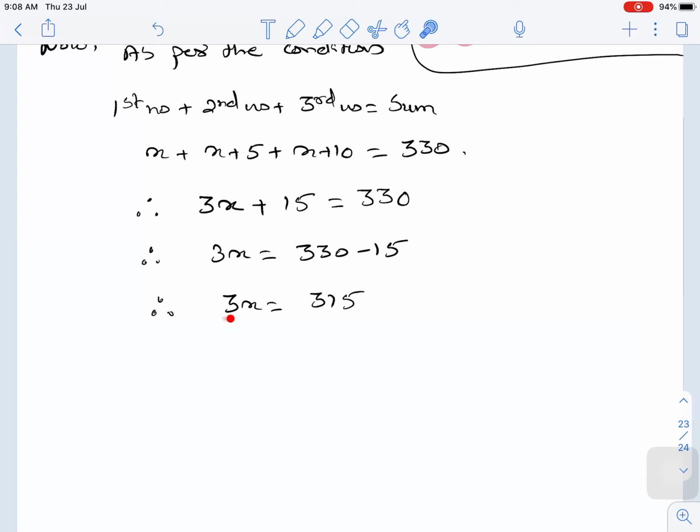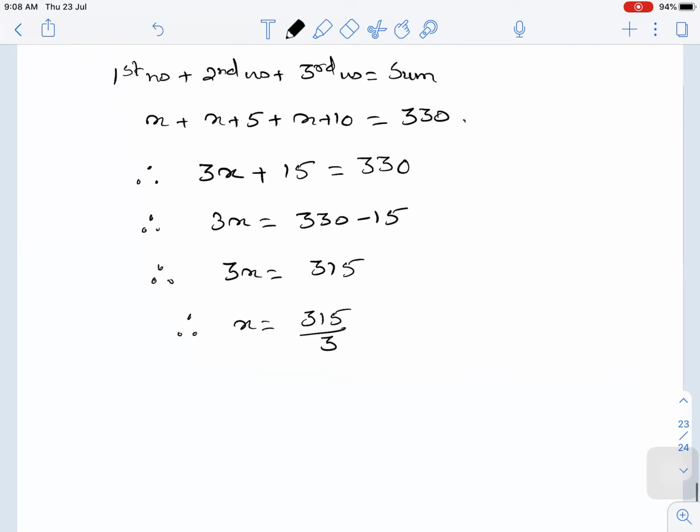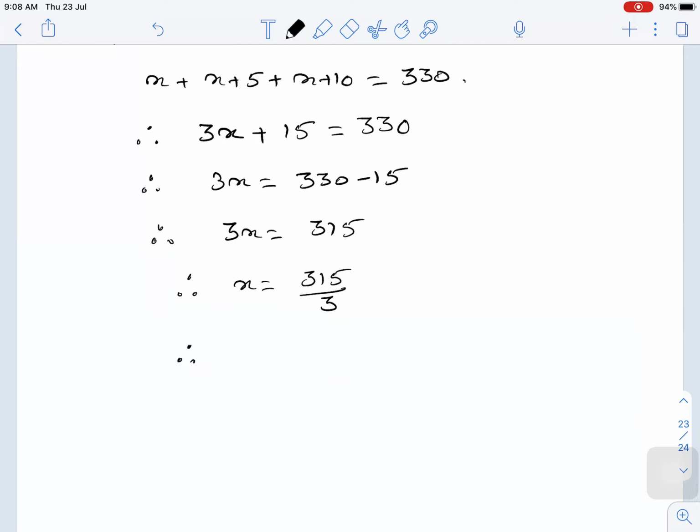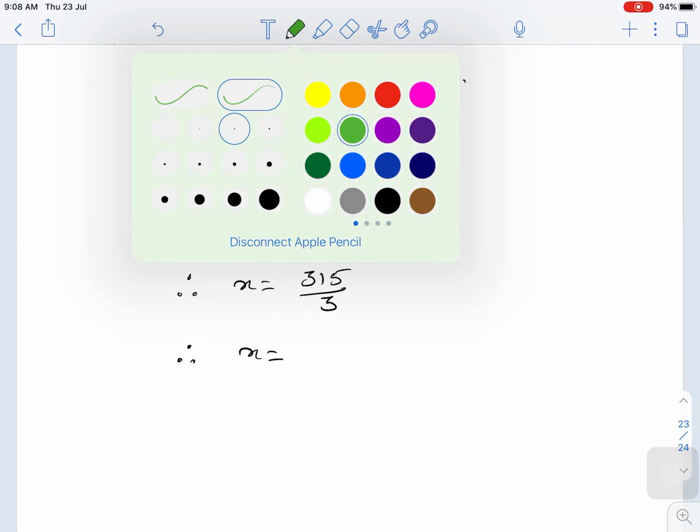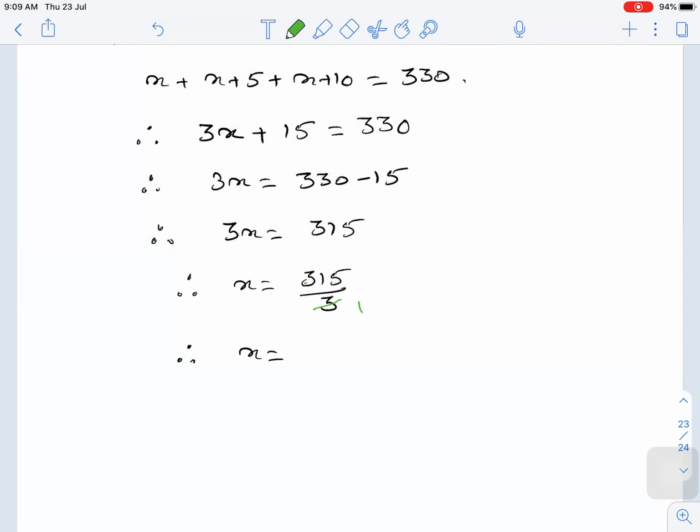Now we don't want this 3 here, it is multiplying x. If we change its side, it will divide. So therefore x equals 315 upon 3. When you divide this, 3 ones are 3, and 3 105s are 315. So we have the value of x as 105. Now we have the value of x, we have to find the remaining numbers also.